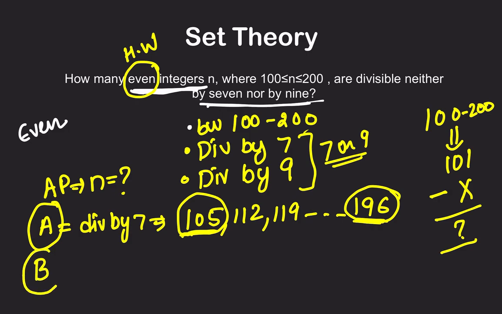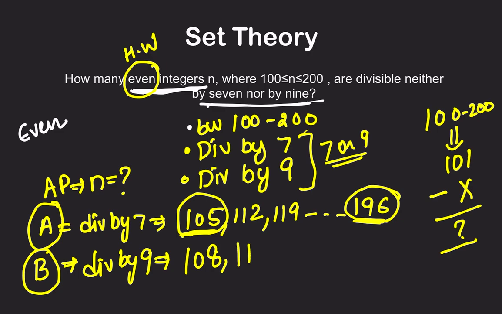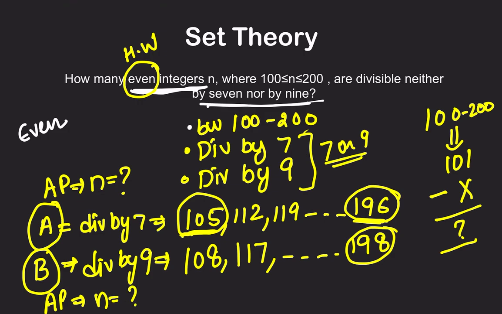Second part, divisible by 9. After 100 and before 200, the first number is 108, which is divisible by 9. After that, the number is 117, I guess. Yes. And the last number which is divisible by 9 should be 198. Am I right? 198. Yes. So again, you are going to use the formula for AP. You are going to find the number of terms n. Is this part clear?